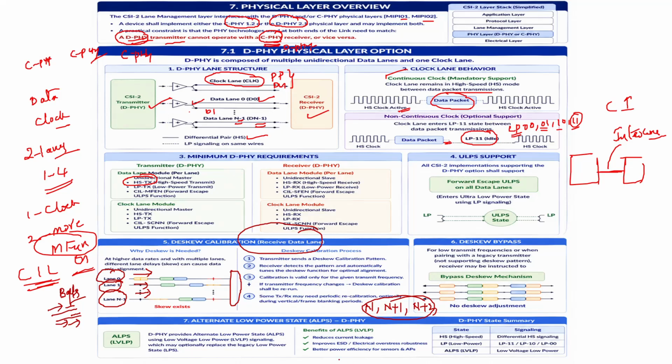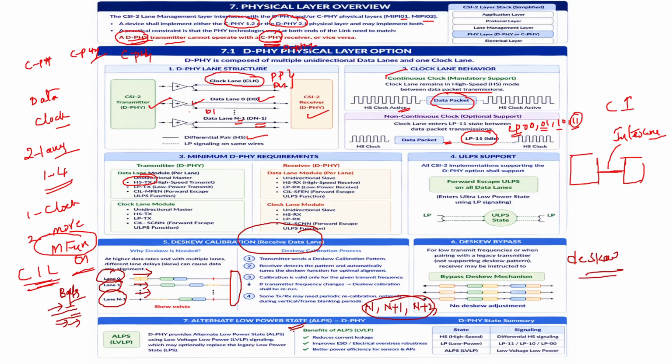Why are we using alternative low power states? Suppose, skew, skew, skew. How do we pronounce Q? In the same way, skew. Okay, fine.